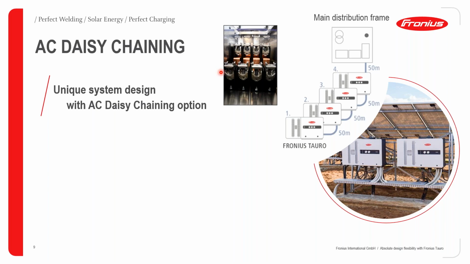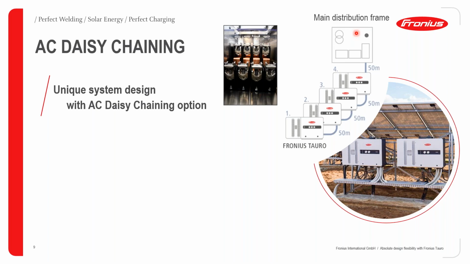And for the AC daisy chaining, we have double the amount of V-clamps, so 8 in total, and therefore we can come in from one inverter, and from the other set of V-clamps we go then to the next inverter, and so on and so on. And from the last one we go to the main distribution frame.